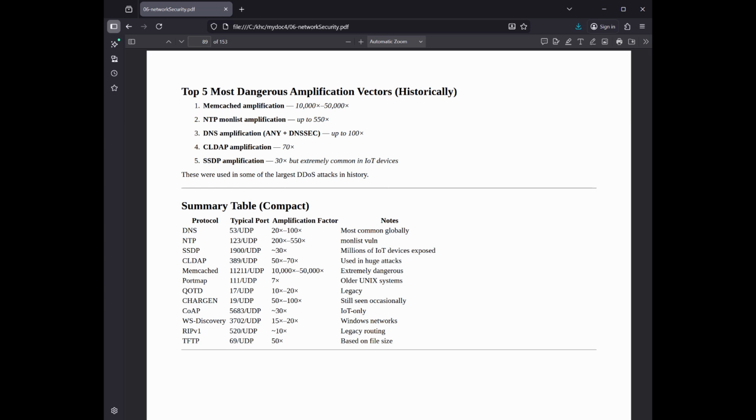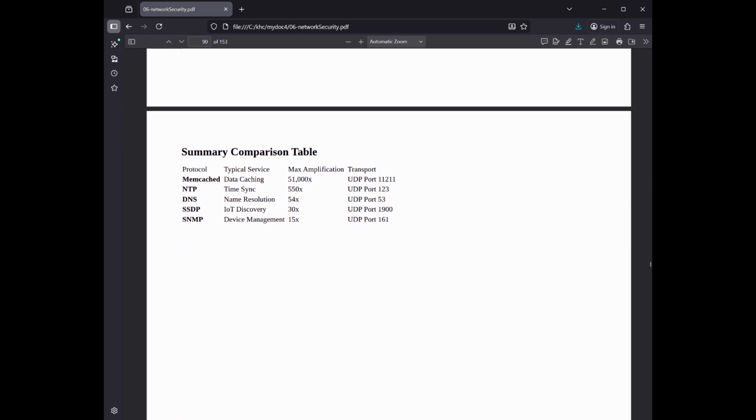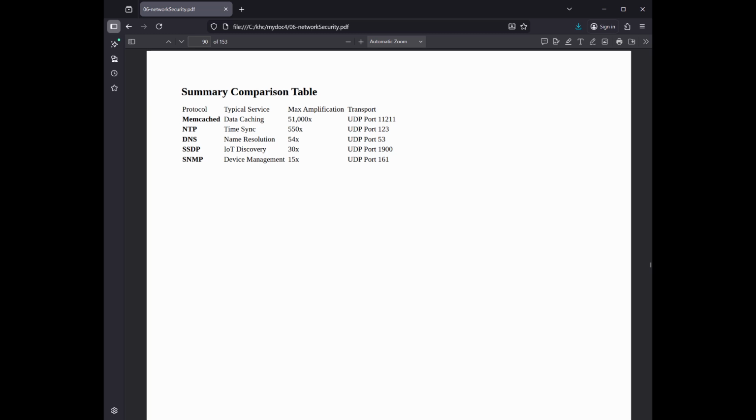RIPv1, 520/UDP, 10 times, legacy routing. TFTP, 69/UDP, 50 times, based on file size. Summary comparison table. Protocol, typical service, max amplification, transport. Memcached, data caching, 51,000x, UDP port 11211. NTP, time sync, 550x, UDP port 123. DNS, name resolution, 54x, UDP port 53. SSDP, IoT discovery, 30x, UDP port 1900. SNMP, device management, 15x, UDP port 161.